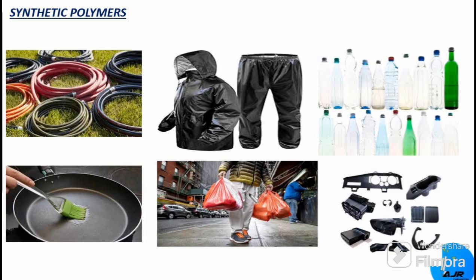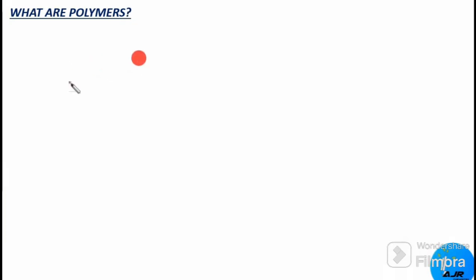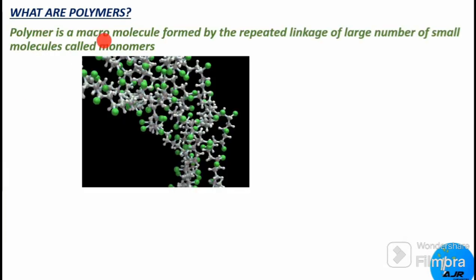I hope it won't be an exaggeration to say that the age in which we live today is the age of polymers, because we cannot think of the smooth running of life without these polymers. So let us see about these polymers in detail. So what are polymers? A polymer is a macromolecule formed by the repeated linkage of a large number of small molecules called monomers.